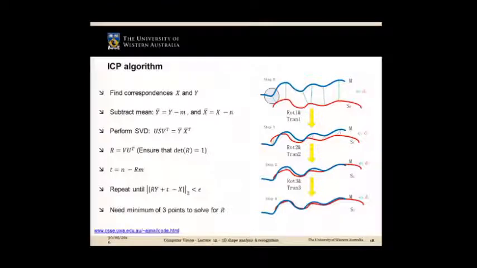Then you perform SVD, and the matrices that you get from SVD, you use them to calculate the rotation. Now, one of the conditions of rotation is the determinant of the rotation matrix should be equal to 1. If it's not equal to 1, you force it to 1, right? And then using the information from the mean, you calculate the translation, which is equal to n minus Rm. N is the mean of your X data, m is the mean of your Y data. And then you use that R and T values to reduce the cost function. And you need at least a minimum of 3 points to resolve for R.